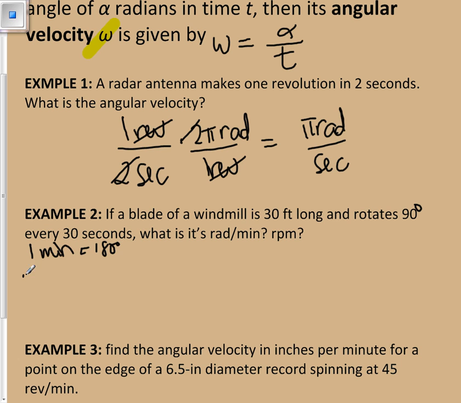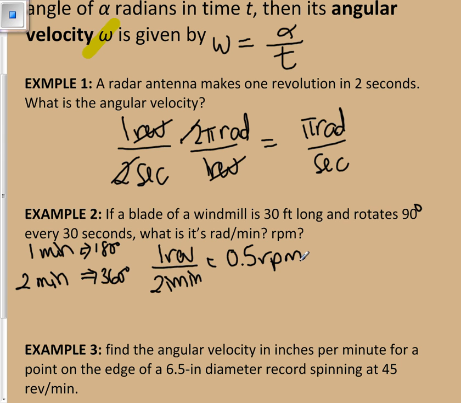So that means that it's going to be 2 minutes for 360 degrees. So our revolutions per minute, we have 1 revolution, and it's going to take 2 minutes. So our RPM is 0.5 RPM, revolutions per minute.